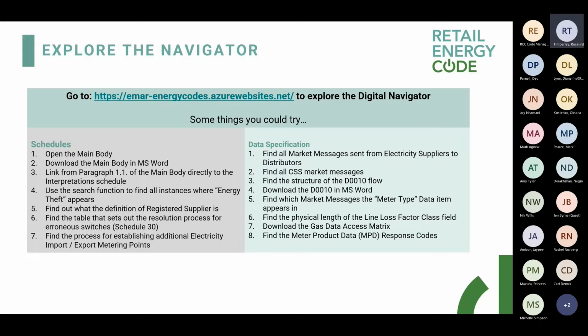Right, so let's move on to the data specification. There should be a link at the top of the screen you can click on to move on to the data specification side of the site. And our first scenario is making use of a new filter function that we've introduced. So find all market messages sent from electricity suppliers to distributors.